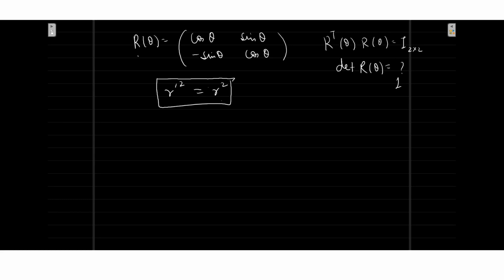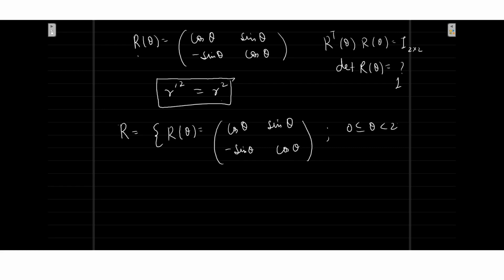In fact, I can at this point go one step further. What is that step further? R is equal to R theta, cos theta, sin theta, minus sin theta, cos theta, with theta from 0 to pi.